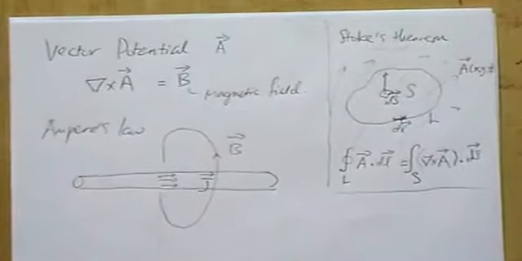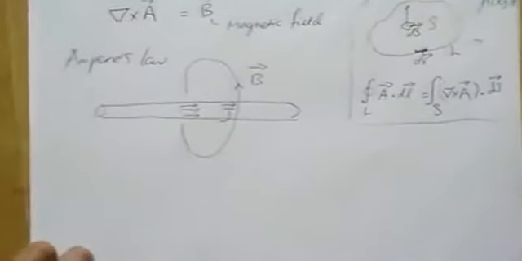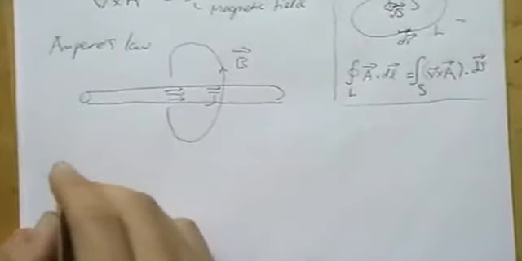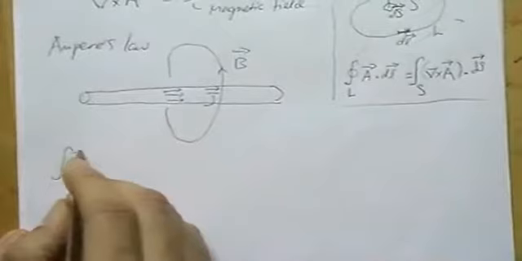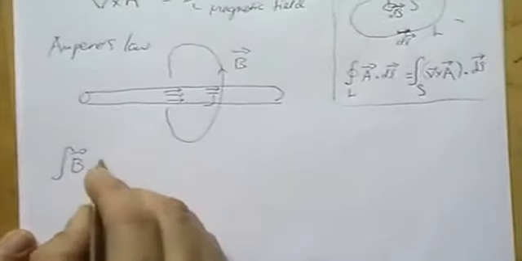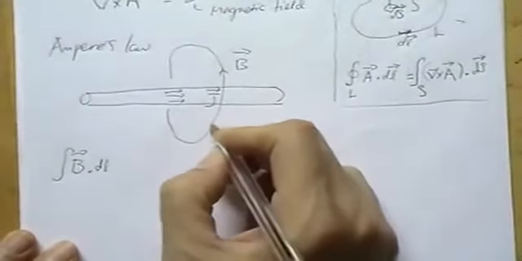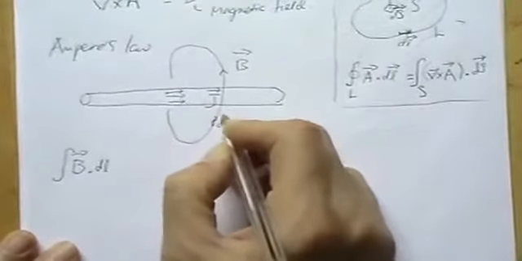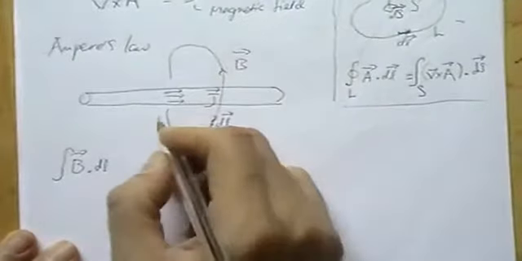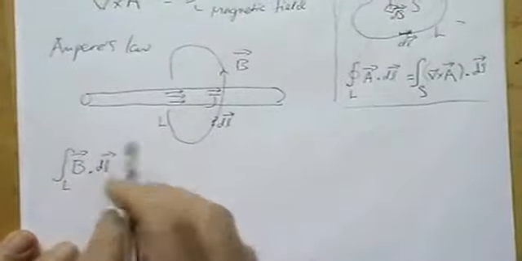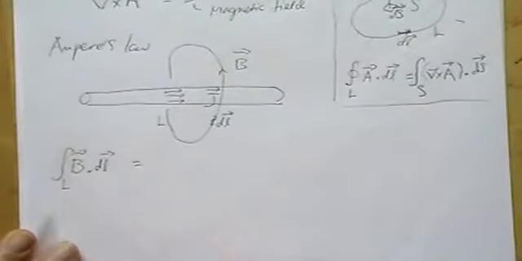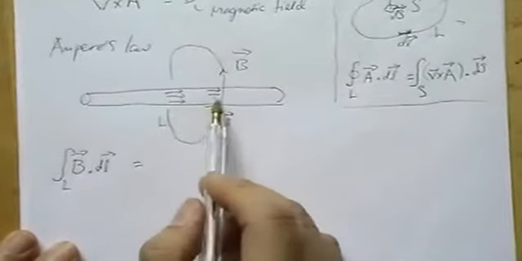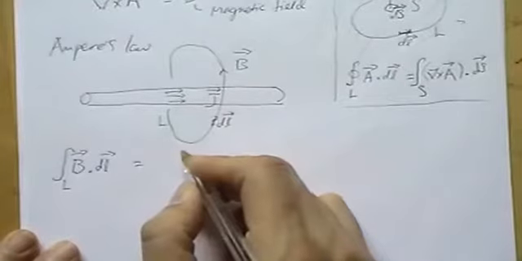And Ampere's Law tells us that if we integrate the magnetic field dotted with a short section of this loop, this loop L, and integrate this dot product around the loop, then this answer would be related to the current density in this way.